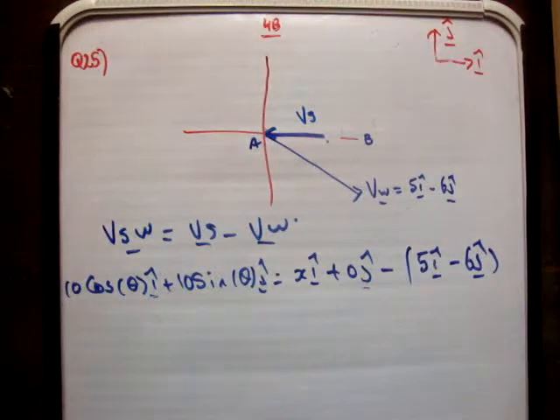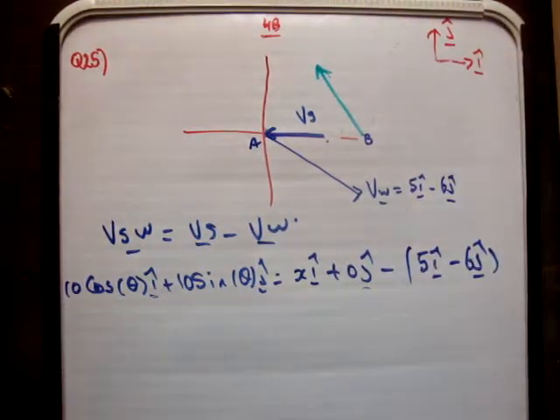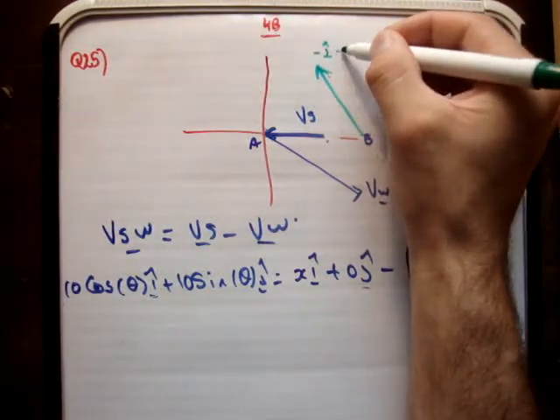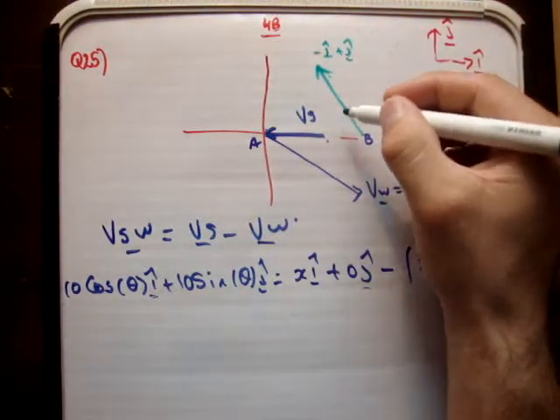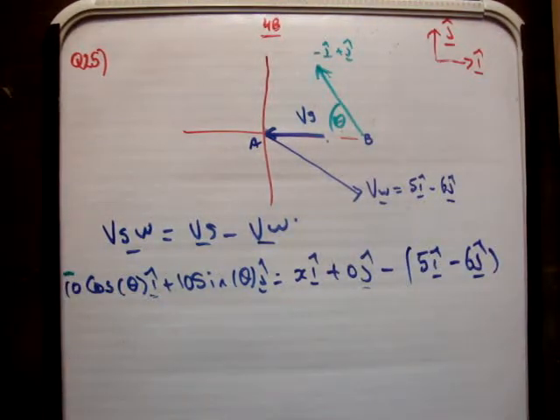So this time, the velocity of the ship relative to the water must be going in a positive j, negative i direction. So it's negative i, positive j. See, the only thing we have to change is that we have to put a negative sign in front of our cosine here. Alright?